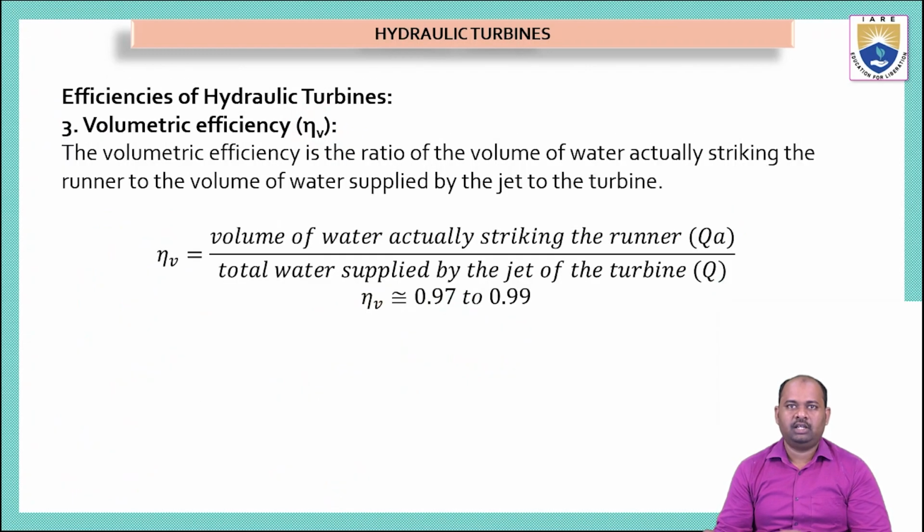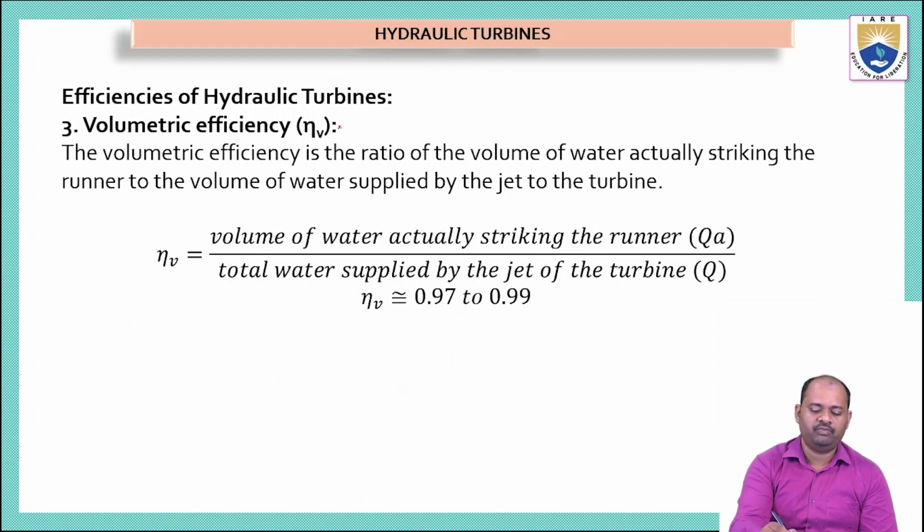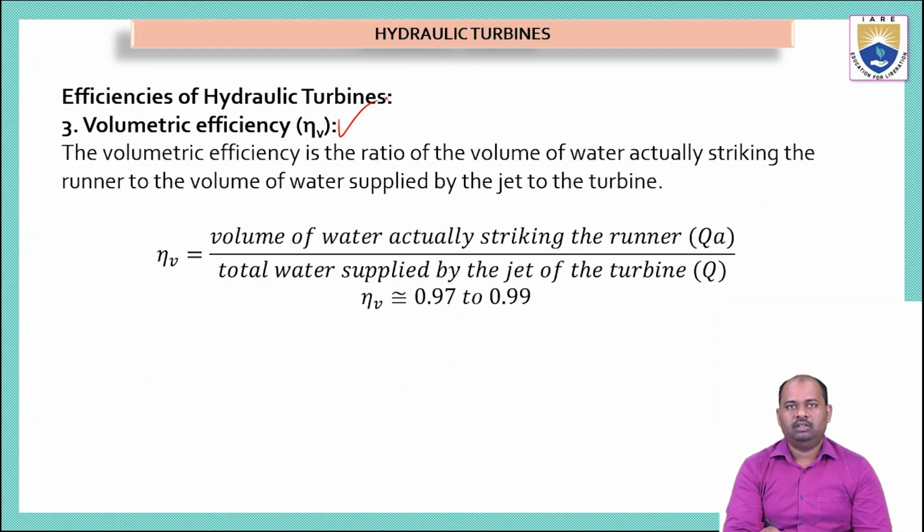So we'll see the next type of efficiency. This is volumetric efficiency. The definition is that the volumetric efficiency is the ratio of the volume of water actually striking the runner to the volume of water supplied by the jet to the turbine. This can be given in this formula, QA divided by Q. It is the ratio of volume striking the runner divided by volume that is coming out of the jet.